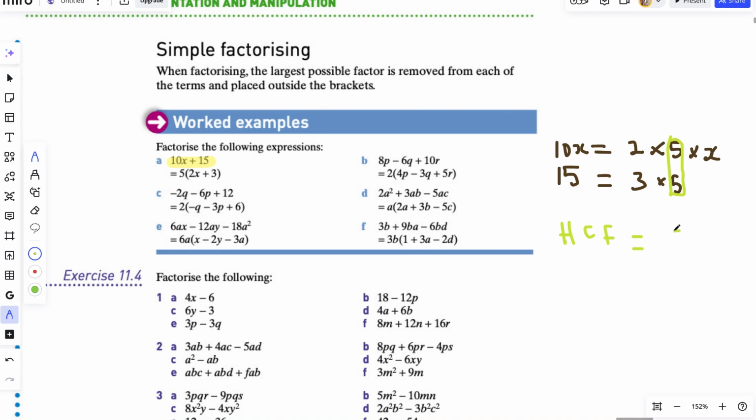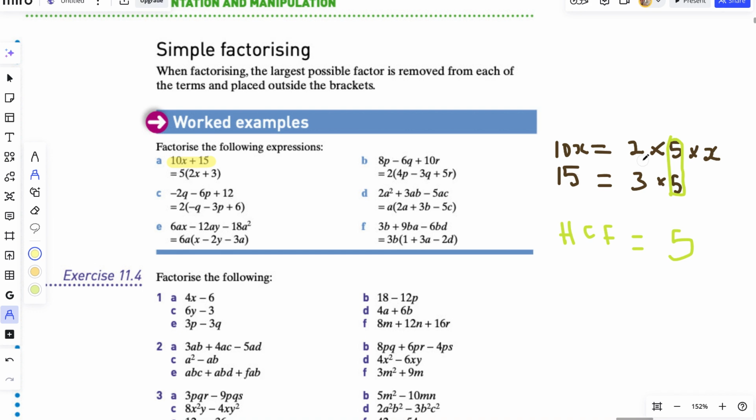So we bring out the HCF. We bring out 5 as a factor. That's how we got this 5. Now, when you do that, you open a bracket after you bring out the HCF. When you open the bracket, you say 10x divided by 5. What remains? 2x. You say 10x divided by the 5, the HCF. What remains is 2x.